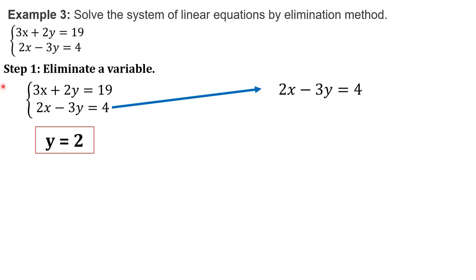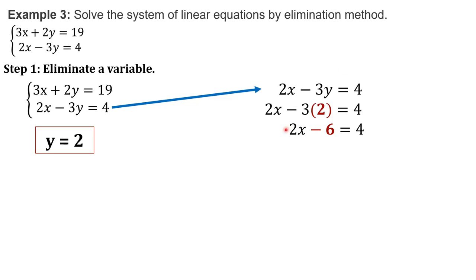Again, please remember that you will get the same answer even if you substitute this y equals 2 into the first equation or into the second equation. Okay? Now, let's use the second equation, 2x minus 3y equals 4. Change the variable y into 2. So, we'll have 2x minus 3 times 2 equals 4. Then solve. So, 3 times 2 will give us 6.